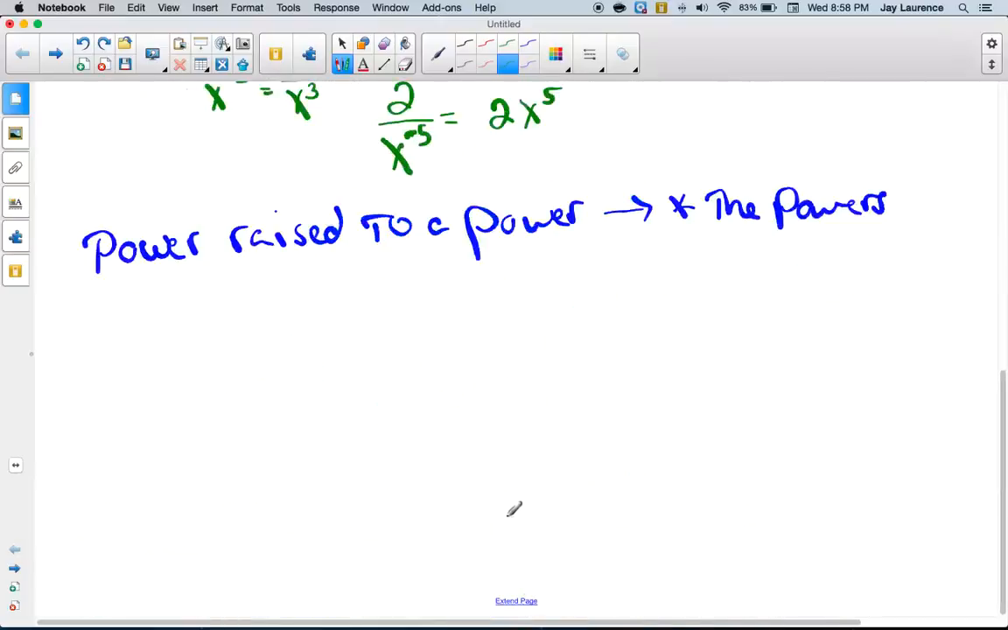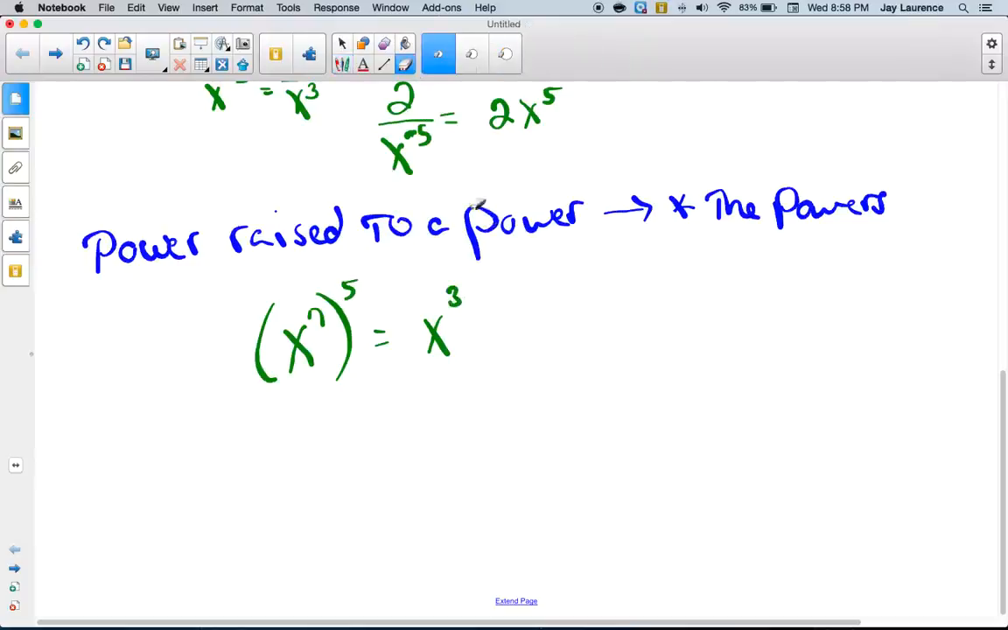Okay, and the last thing I want to review before we actually do some problems is when a power is raised to a power, you multiply the powers. So if I have x to the 7th raised to the 5th power, that's the same as x to the 35th power, right? Oh, that doesn't look like a 5. Hold on one second here. All right, so 35th power.